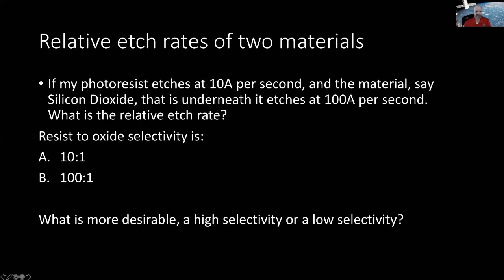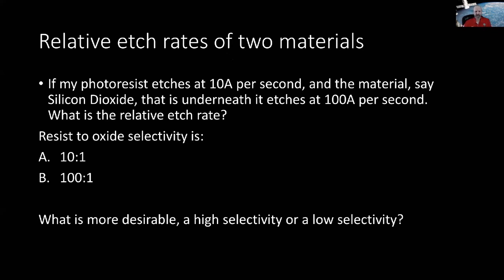Okay. So now we're going to talk about selectivity. Selectivity is something engineers have to be concerned about because whatever you're protecting during your etch has to stay around long enough to continue protecting your etch. Think about it a little bit. So it's the relative etch rates of two materials.